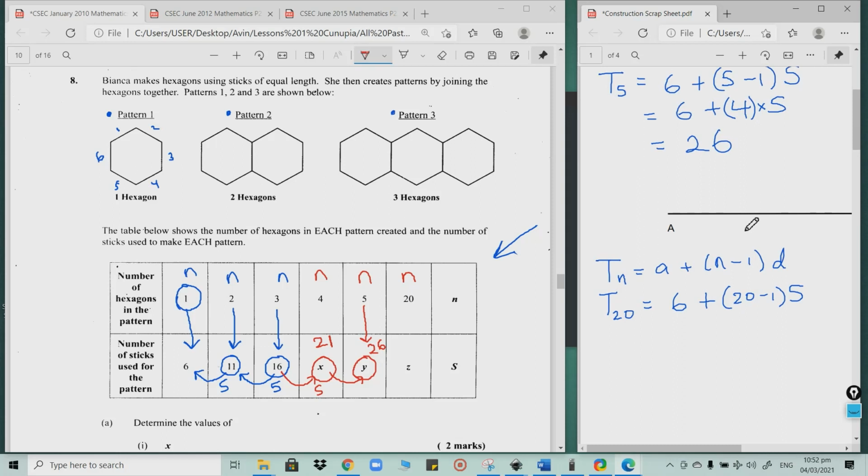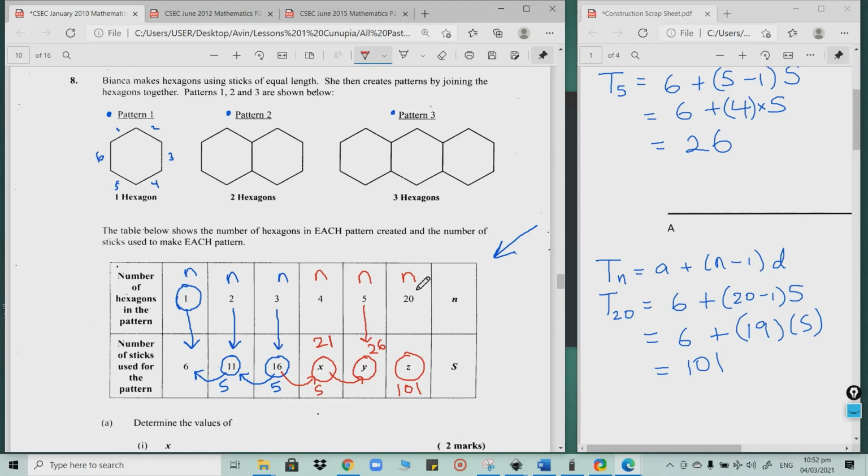So let's work this out. T20: 6 plus 20 minus 1 is 19, 19 by 5. Let's work this out on my calculator. 19 multiplied by 5 plus 6. I'm getting 101. So when there are 20 hexagons, you can expect there to be 101 matches.